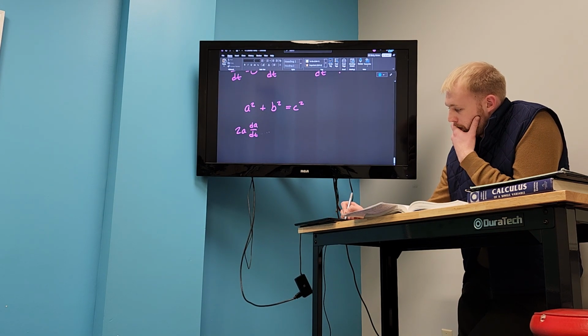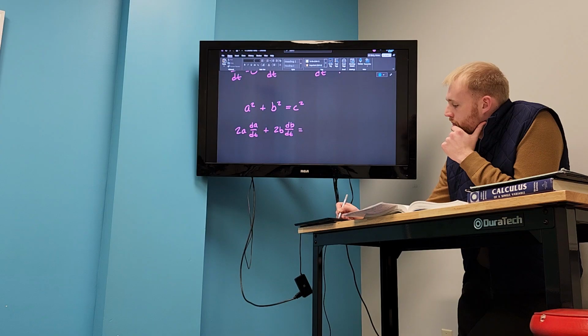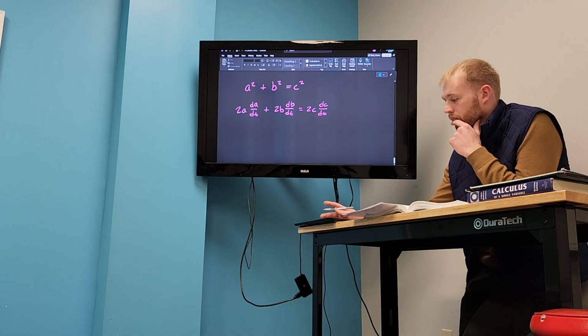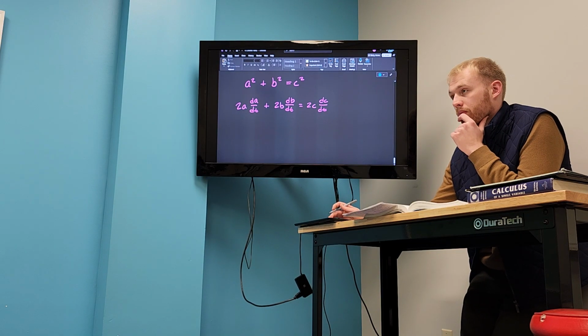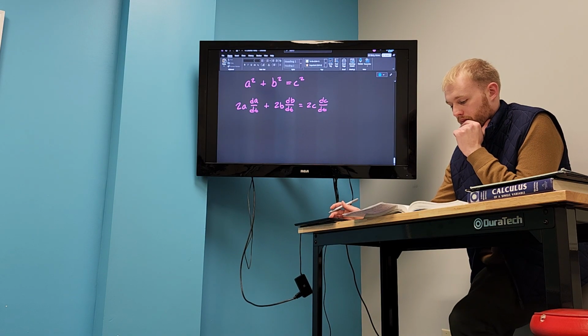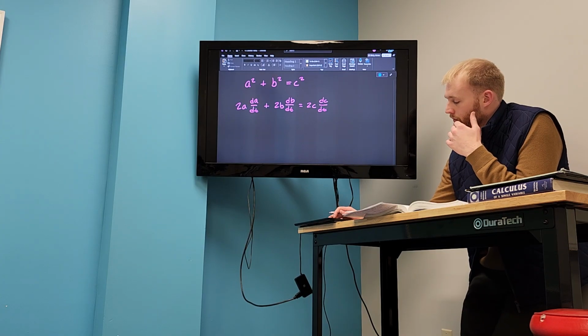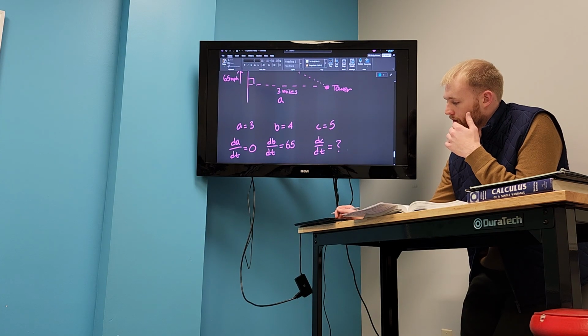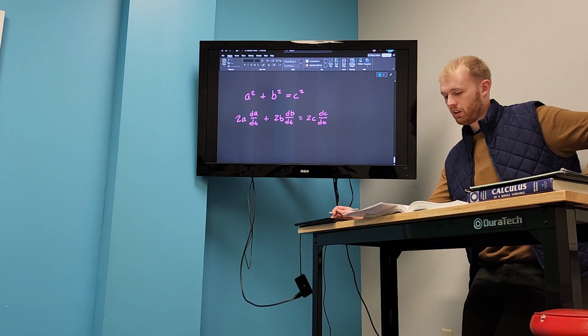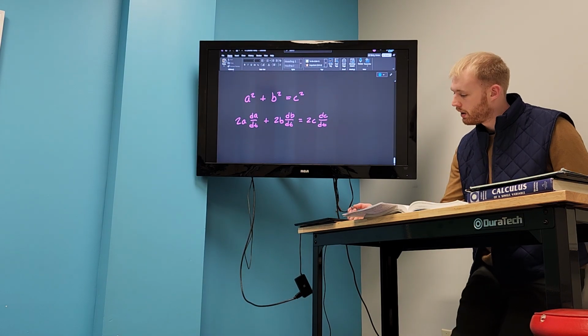Plus 2b dB over dt, which is just 65, equals 2c dC over dt. Then you can swap out the dB over dt for 65, and swap the dA over dt for 0, and that would just leave you with 2b times 65, which would leave you whatever it is on that side.